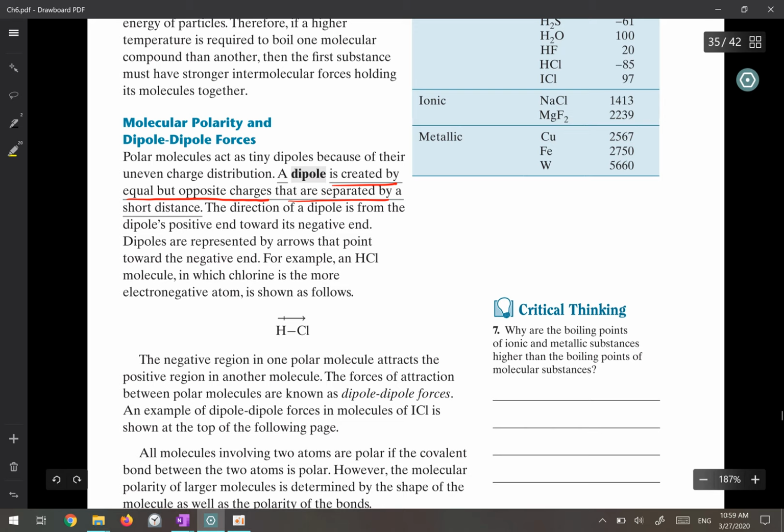Same thing we have here in HCl. Because chlorine is more electronegative than hydrogen, the chlorine becomes partially negative, and hydrogen becomes partially positive, because this shared electron goes toward the chlorine. Chlorine has more ability to pull these shared electrons toward itself. So in this case, we say we have the dipole here, and we say the bond is polar.